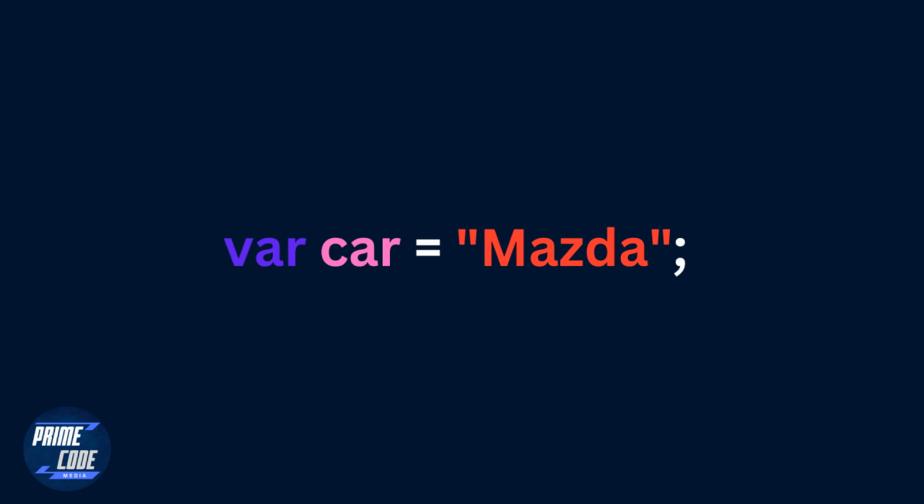First is the keyword var, which indicates that this is a container. And that container has a name, which is car. And then the equal sign is the operator that tells your computer that a value is coming up next. What follows is the value, which in this example is Mazda, and then a semicolon indicates the end of this line of code. Now, every time we type car, the computer will know that we are referring to Mazda.